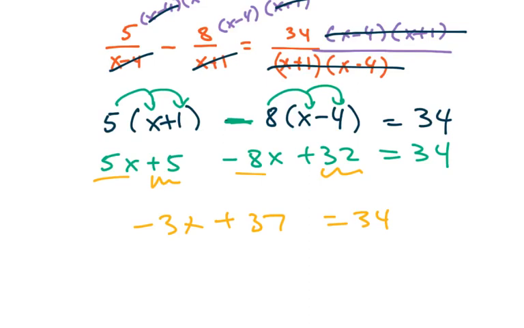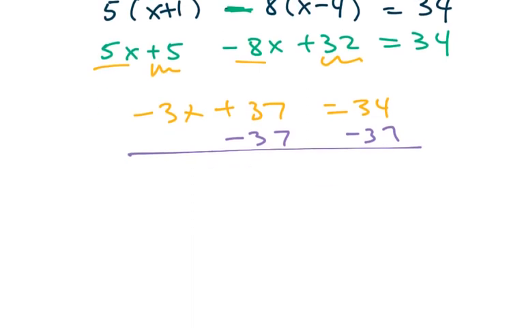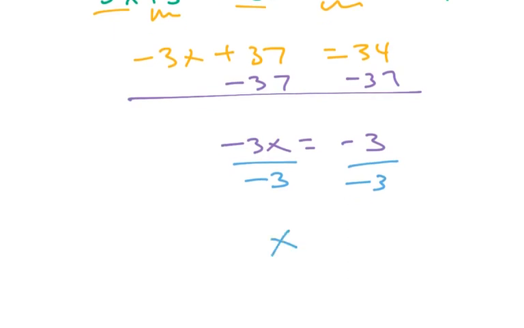Now the goal is, again, I want to get x by itself, so I'm going to subtract 37. And I get negative 3x equals negative 3. And then I'm going to divide by negative 3. And x is 1.